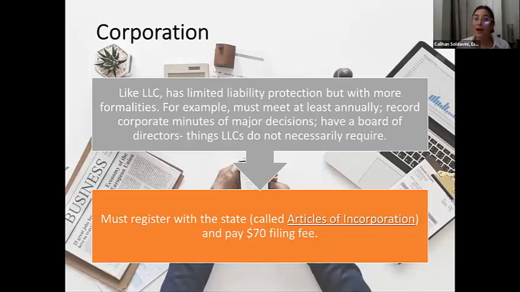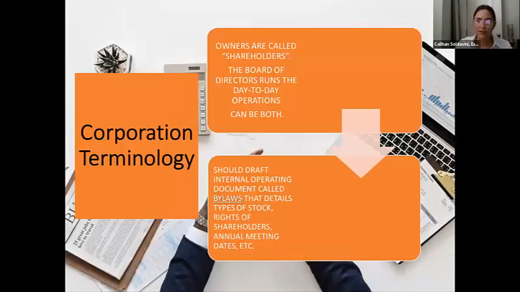and you have to have a board of directors. So these are things LLCs don't have, so it's just more formalities and more things to keep up with. So if you can have an LLC and there's not a good tax purpose for a corporation, I generally recommend an LLC. However, it does have a smaller filing fee for the articles, only $70 instead of $120 for an LLC.